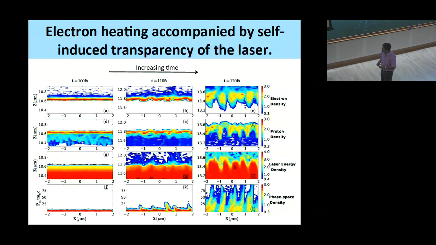But what happens is once the electrons are heated, they have a randomized motion, so they can run in different directions. And because of that, the laser can puncture through this, can actually move through this. That leads to the idea of self-induced transparency. So essentially, you have electron heating that's leading, in the later stages, to the laser going through this.